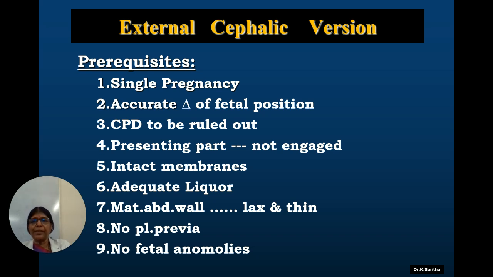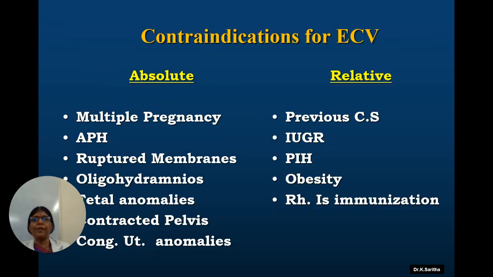It should be a single term pregnancy, and you should know the fetal position accurately, whether it is a left sacro-anterior, that's the easiest position to do. Cephalopelvic disproportion to be ruled out, and you cannot do it with an engaged presenting part because it's very difficult to dislodge the breech from the pelvic inlet, and intact membranes should be there, adequate liquor should be there, and the maternal abdominal wall should be lax and thin, no placenta previa, and obviously no fetal anomalies.